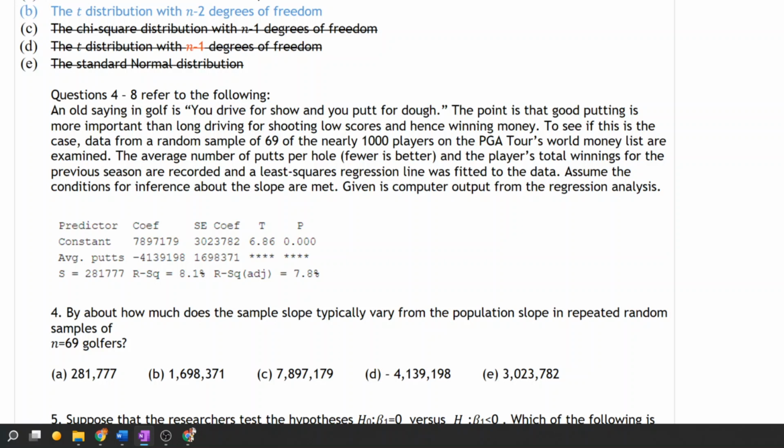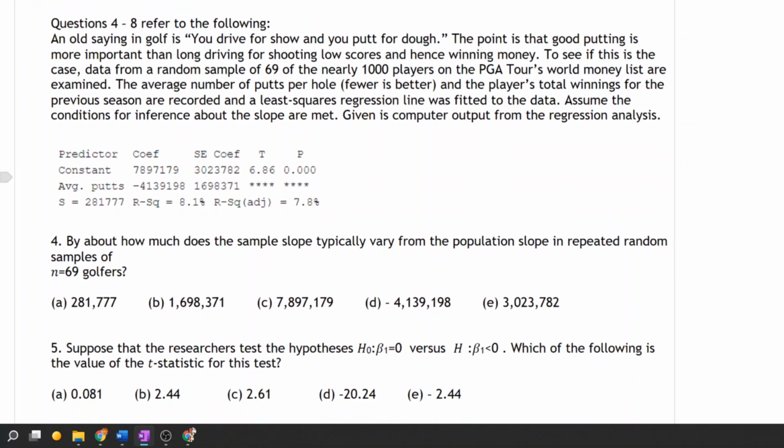The average number of putts per hole, fewer is better, and the players' total winnings for the previous season are recorded, and a least squares regression line is fitted to the data. Assume that the conditions for inference about slope are met, and below is a computer output for the regression analysis.